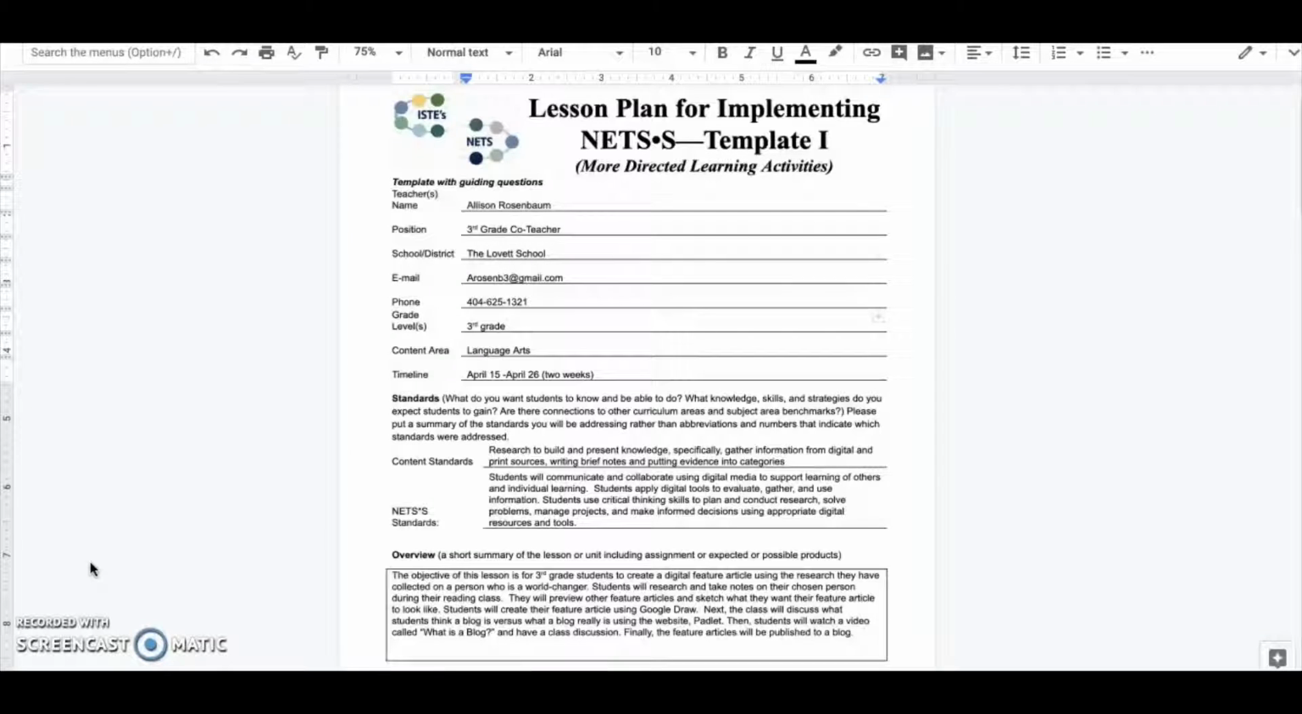It also addresses some of the ISTE standards. Students will be communicating and collaborating using digital media to support the learning of both themselves and others. Students will also be applying digital tools to evaluate and gather information, and they're going to be using critical thinking skills to conduct their research and create their own projects using new digital resources and tools.